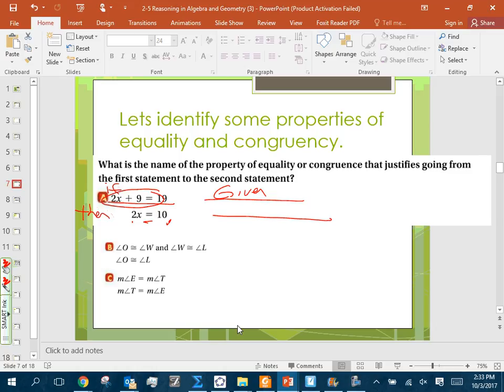Good. So what we've got here is the subtraction property of equality. And that is the answer to the question of why do I know 2x equals 10 is true. Does that make sense?